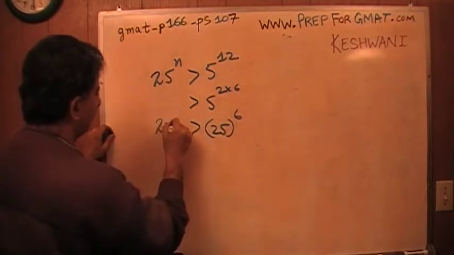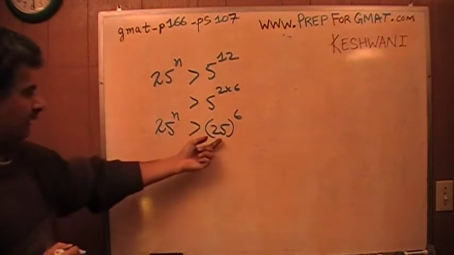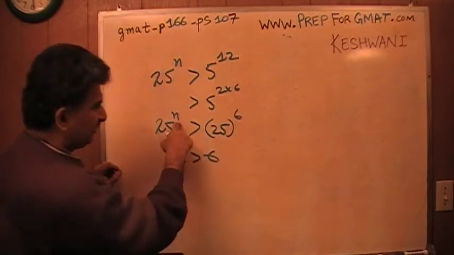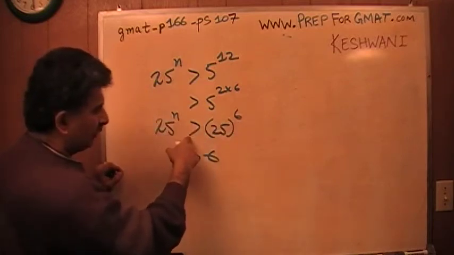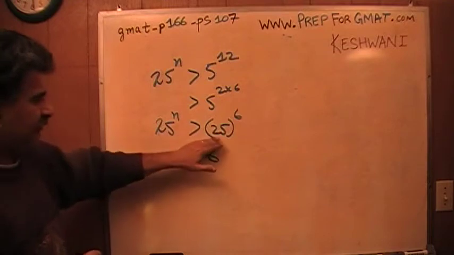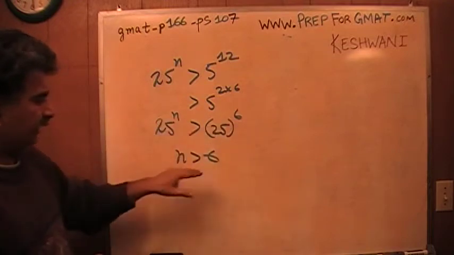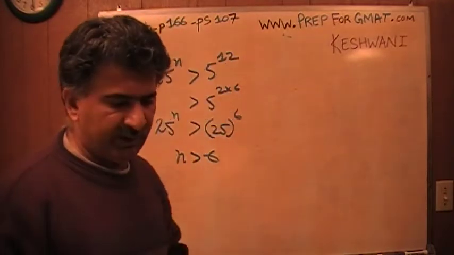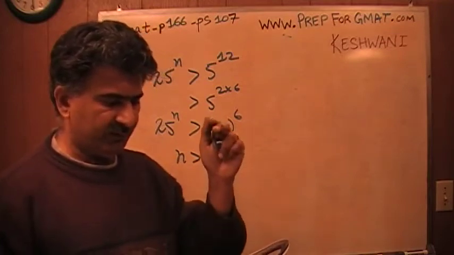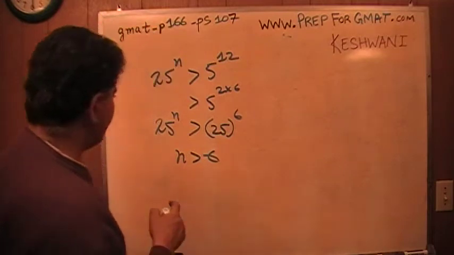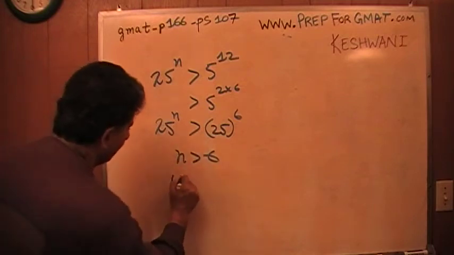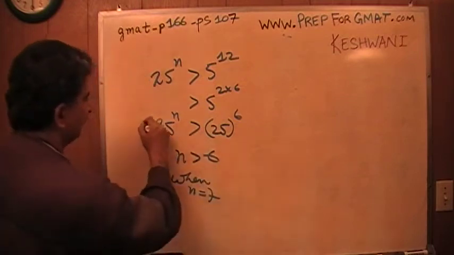And on this side, I'm told this is 25 raised to n. The only way this inequality will hold is when n is more than 6, because the bases are the same now. The n has to be more than 6 in order for the quantity on the left hand side to be more than the quantity on the right hand side, because this is 25 raised to n, and this is 25 raised to 6. Since I'm being asked for the smallest integer for which this will be true, and the answer choices are 6, 7, 8, 9, and 10, obviously the smallest integer for which this will hold true is when n is 7. When n is 7, it will hold.